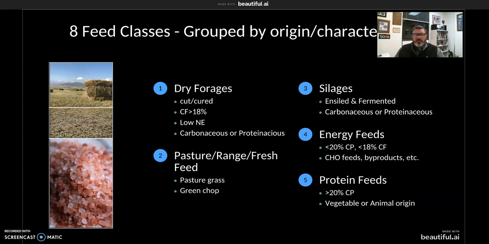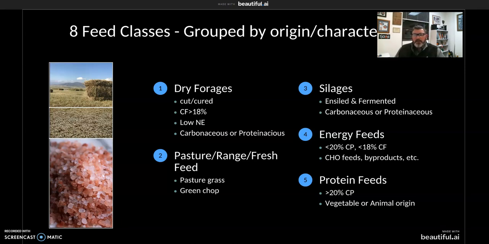Of course, then we can have pasture, range, or fresh feed, and those will include your pasture grasses and green chop, which we'll cover later on. Silages, which is anything ensiled and fermented, again carbonaceous or proteinaceous depending on their major characteristic. Energy feeds, generally speaking, when we categorize anything as an energy feed, it is less than 20% crude protein and less than 18% crude fiber. So again, carbohydrates, there's a number of different byproduct feeds that fit into this category as well.